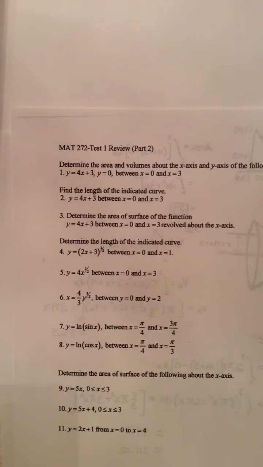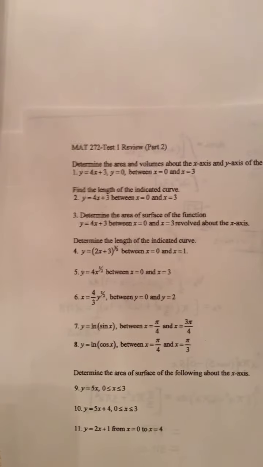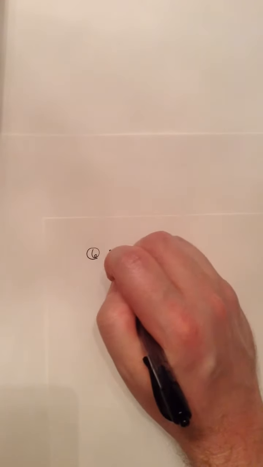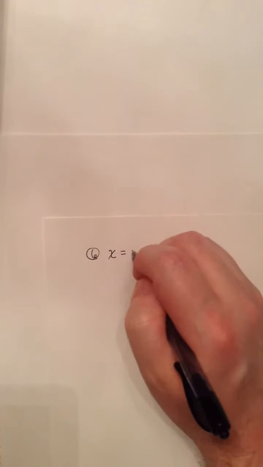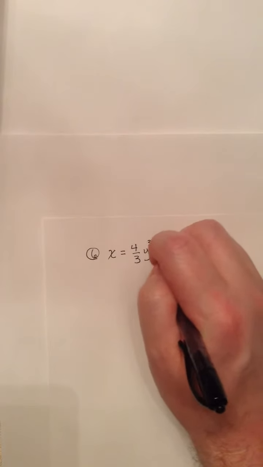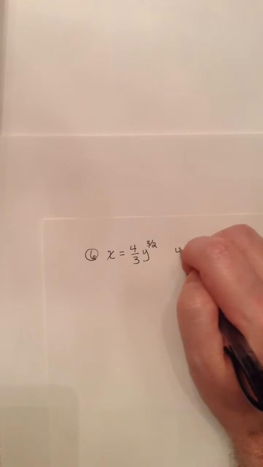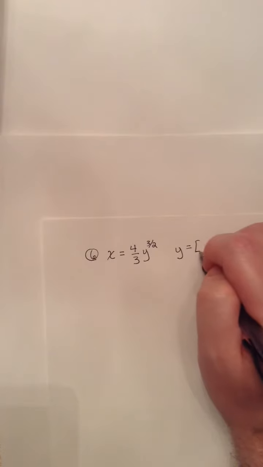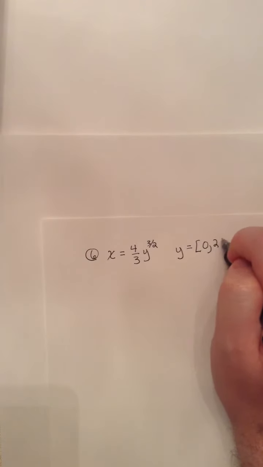For number 6, we're looking at the determination of the length of the indicated curve, whereupon we have x equal to 4/3 of y to the 3/2 between y equal to 0 and y equal to 2. Now for the function itself, again for number 6, we have x equal to 4/3 of y to the 3/2 as y runs from 0 to 2.